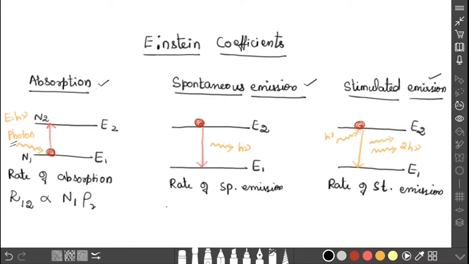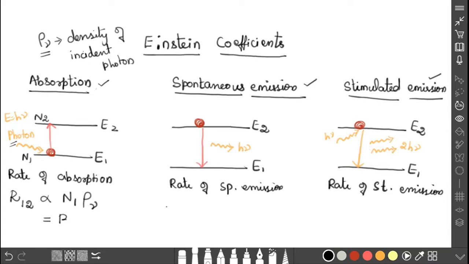What is this rho nu? Rho nu is nothing but the density of the incident photon. So now you can understand what rho nu is. The rate of absorption depends on these two factors: how many atoms are present in the ground state, and the density of the incident photon. To remove this proportionality symbol, I am going to introduce a constant, which is B.